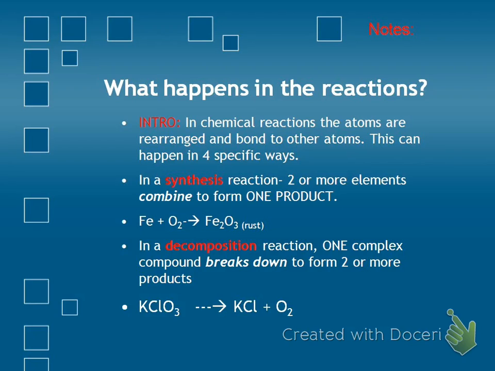The first way is called synthesis. In synthesis, you have 2 or more elements. So you're going to start with 2 reactants, and they are going to combine to form one product. So if I were you, I would highlight that one product once I get it written in my notes, because you can always identify a synthesis reaction because there is no plus sign on the product side of the reaction. There is only one molecule there.